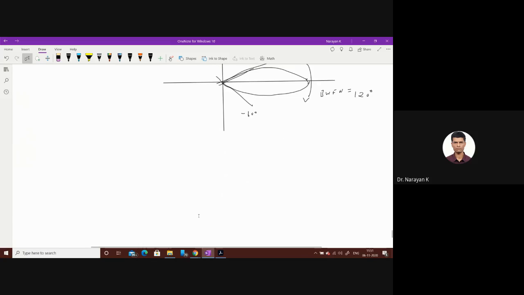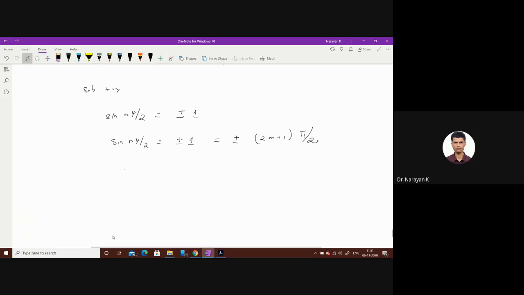So one subsidiary maximum we'll try to find. For subsidiary maximum, what we'll do? Your sine of n psi by 2, I have to equate to plus minus 1. So I have to equate the sine of n psi by 2 is equal to plus minus 1. This I have to equate to 2m plus 1 into pi by 2. N is equal to 4. So what will happen is 4 by 2.